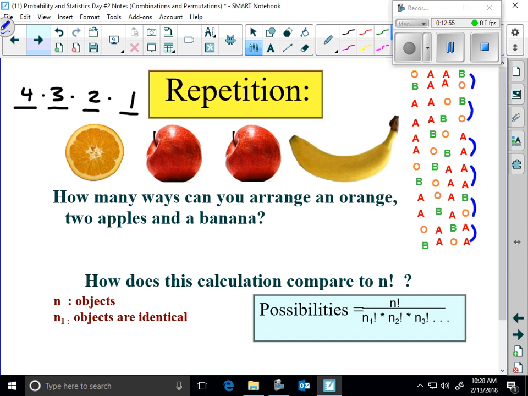1, 2, 12. How in the heck would I get 12? There's got to be an easier way. 4 times 3. Yes. But instead of 4 factorial, how many apples do I have? 2. I take that number of items, like I have 2 apples, I take 2 factorial, and I divide. That is the repetition rule. So let's take that and use it on another example.